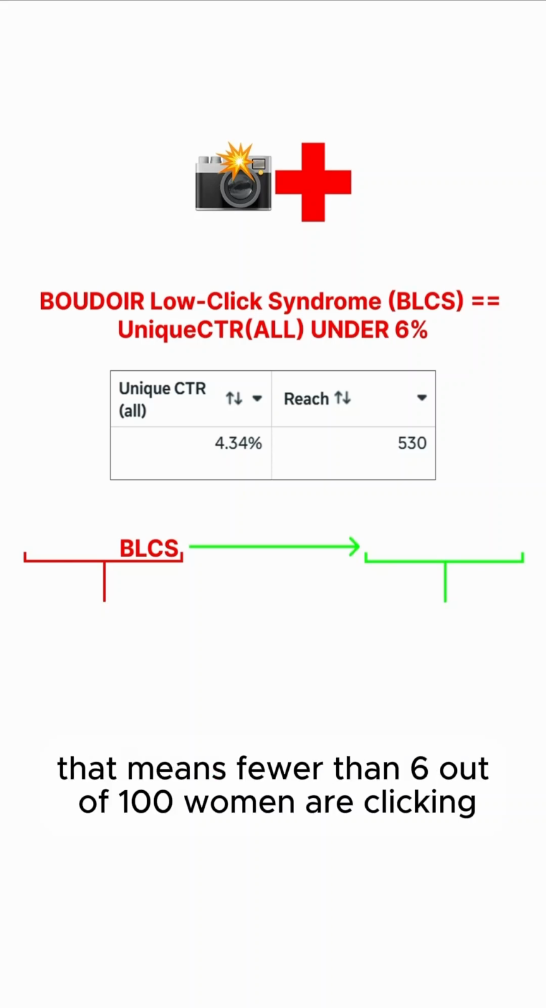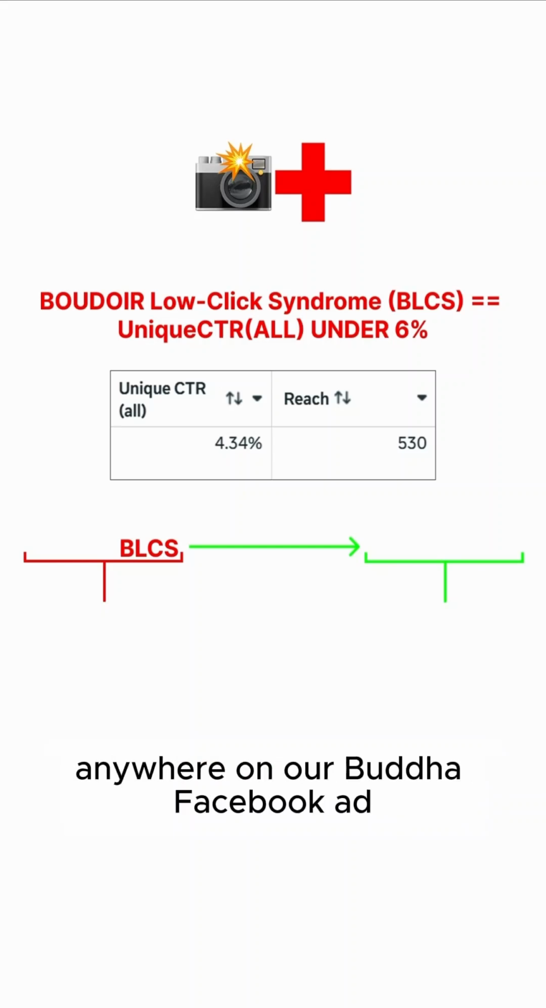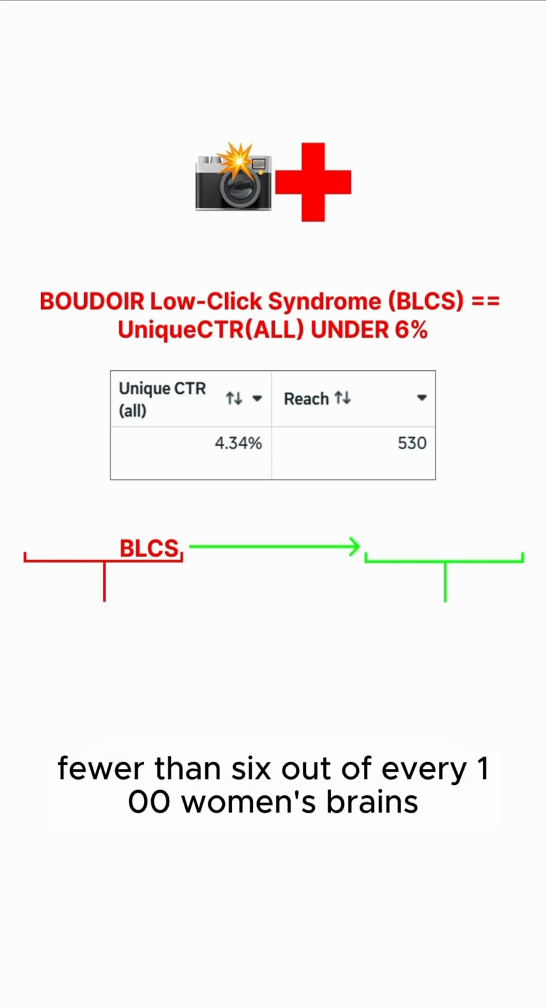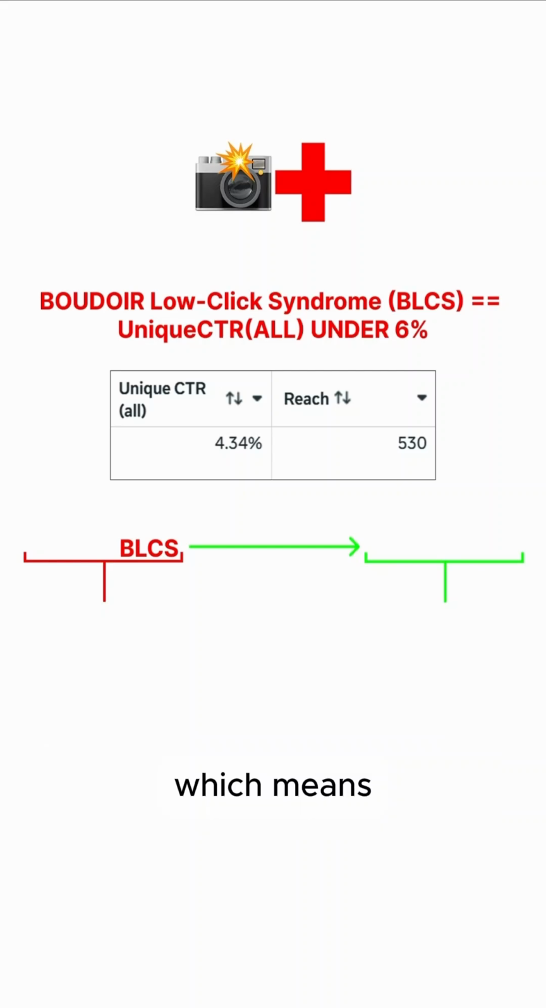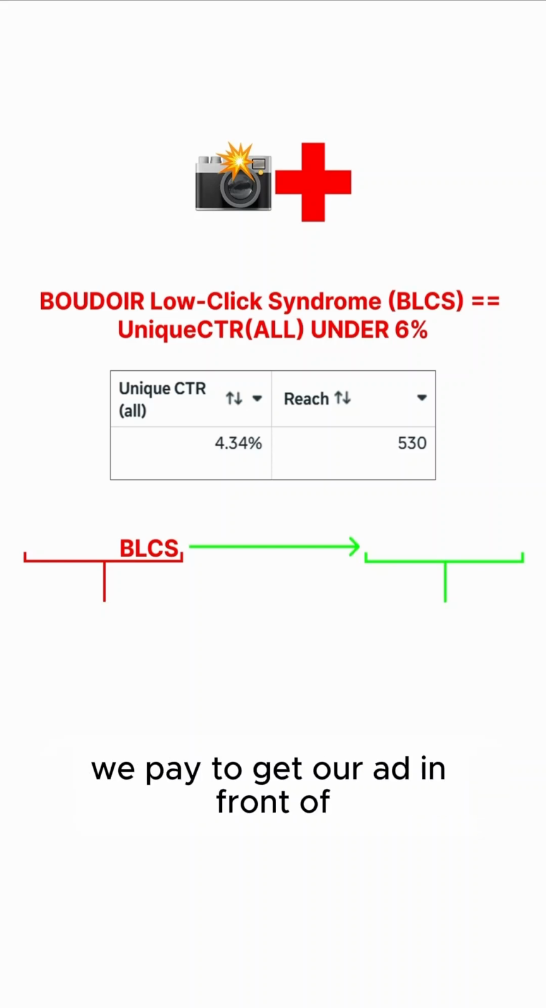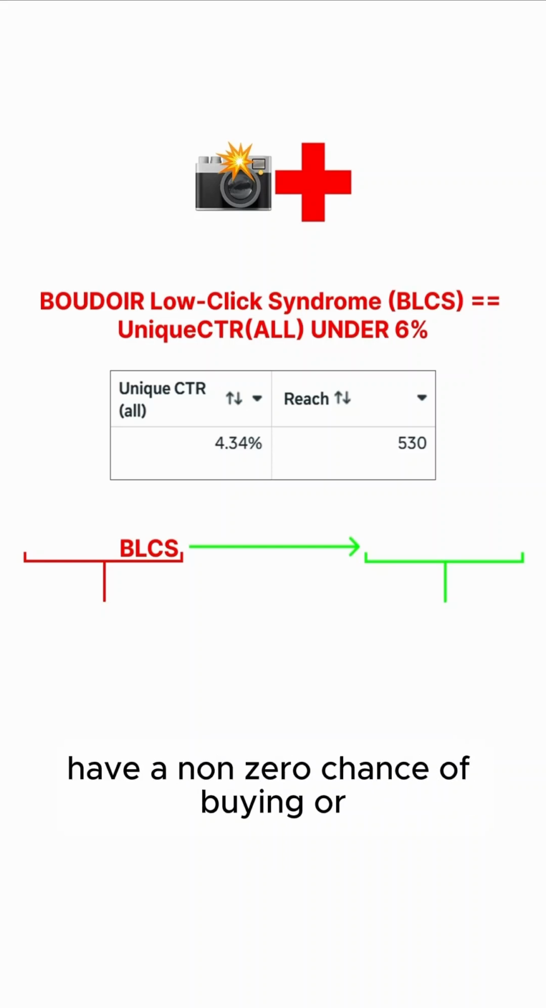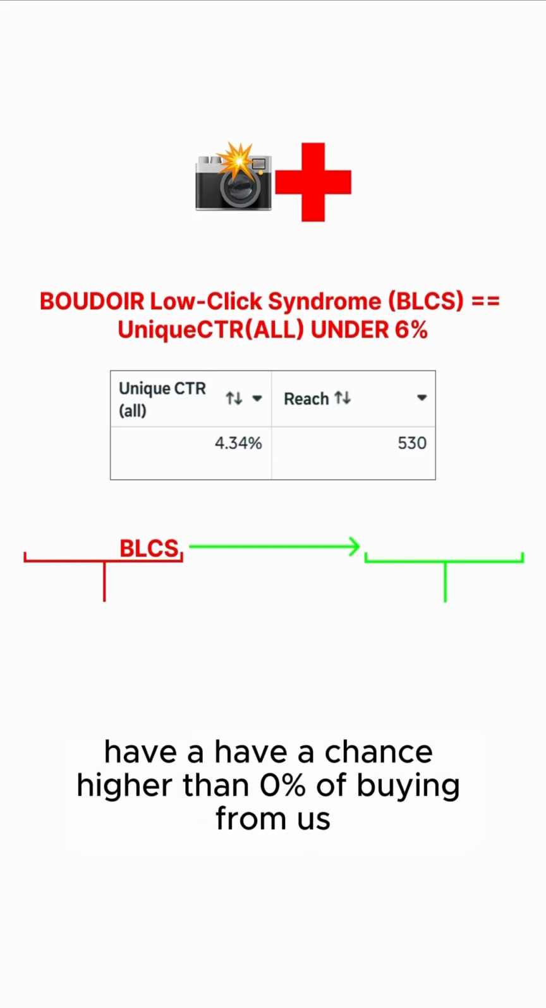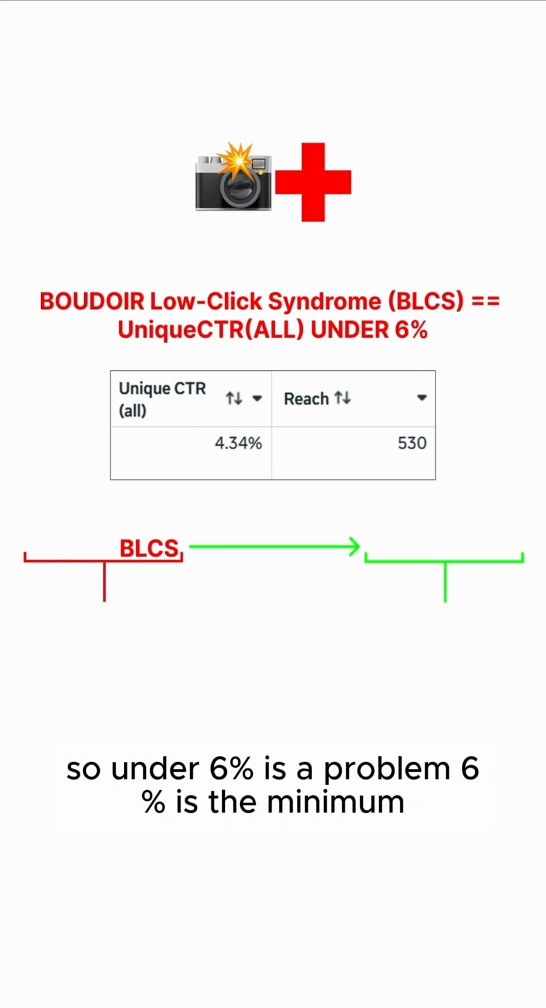That means fewer than 6 out of 100 women are clicking anywhere on our Boudoir Facebook ad, which means our ad is entering fewer than 6 out of every 100 women's brains, which means fewer than 6 out of every 100 women who see or who we pay to get our ad in front of have a chance higher than 0% of buying from us. So under 6% is a problem.